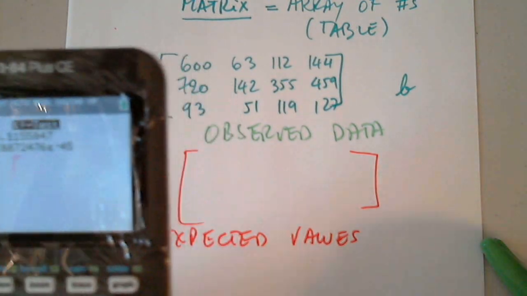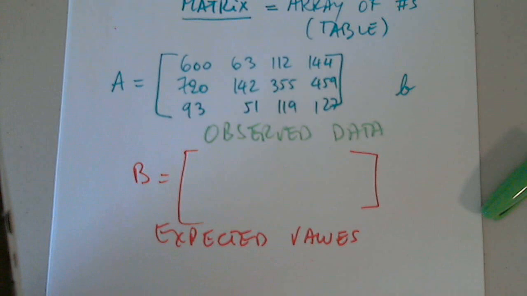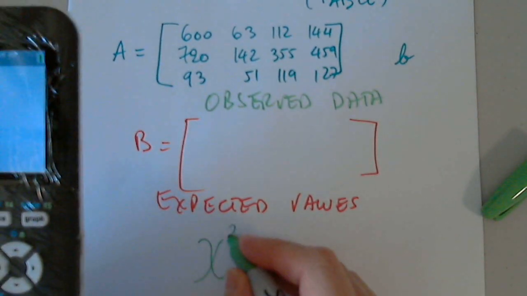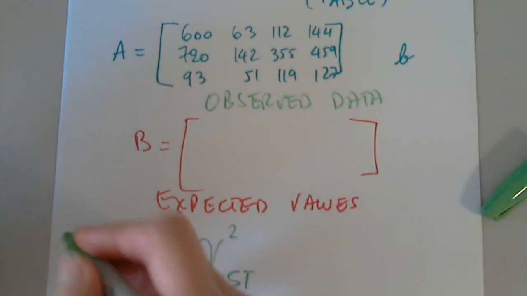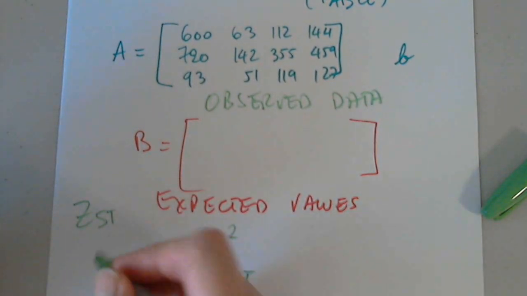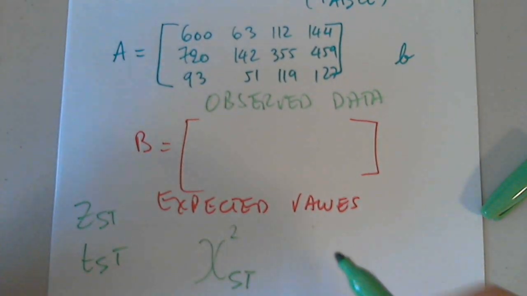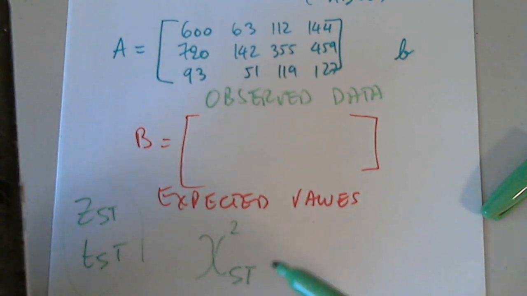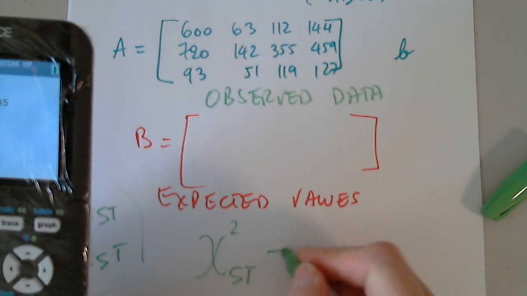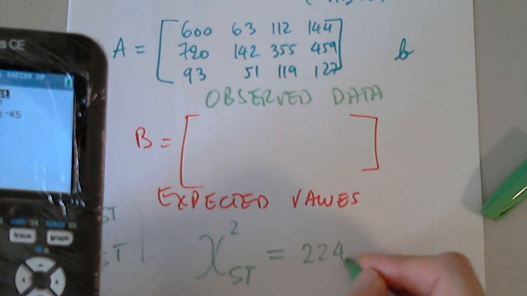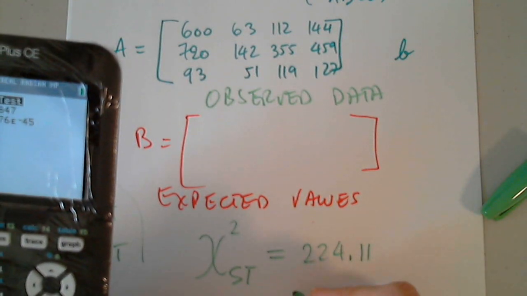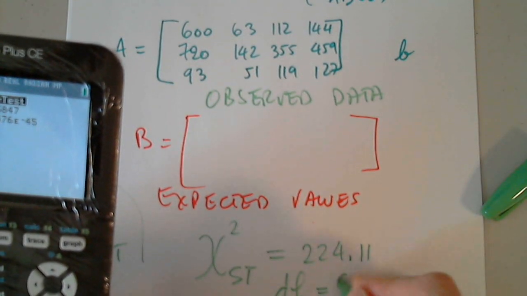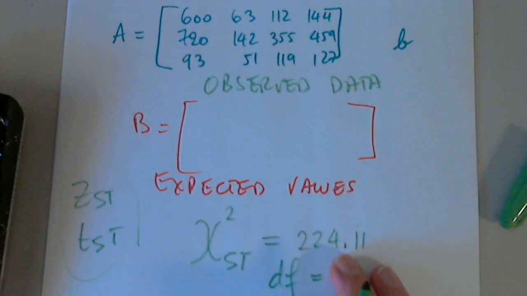Yes. Okay. So the calculator determined the chi-square statistic. We had the Z statistic, we had the T statistic, but we are conducting a chi-square test, so this must be the chi-square statistic, which is 224.11. That is less important, but look at the p-value and the degrees of freedom for the chi-square test.